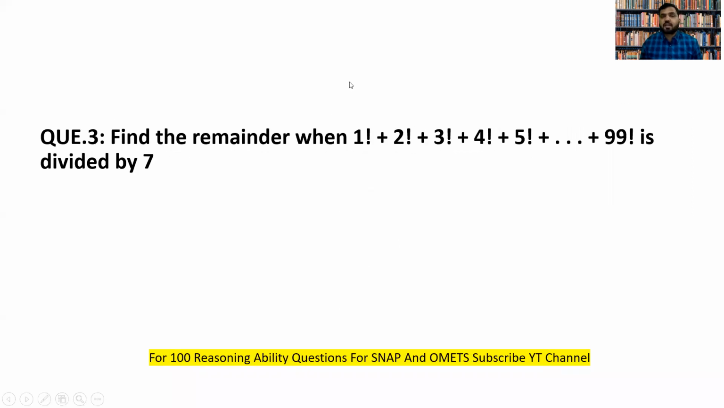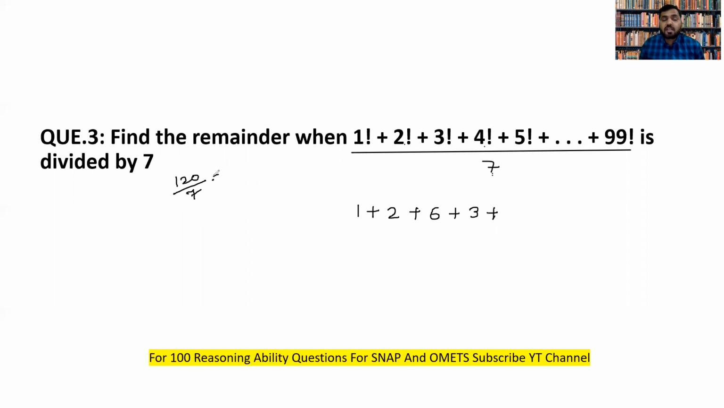Find the remainder when this number is divided by 7. Now, this is a remainder-based question of factorial. You see this, guys, if I divide this whole number by 7, 1 factorial when divided by 7 will give you a remainder of 1, 2 factorial when divided by 7 will give you a remainder of 2, 3 factorial is 6, and 6 when divided by 7 will give you a remainder of 6 itself. Now, 4 factorial is 24, and 24 by 7 will give you a remainder of 3. 5 factorial is 120.